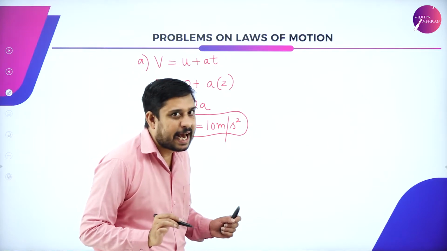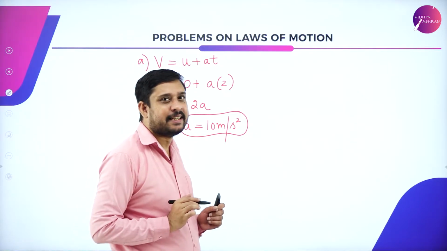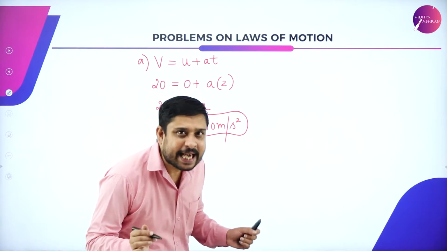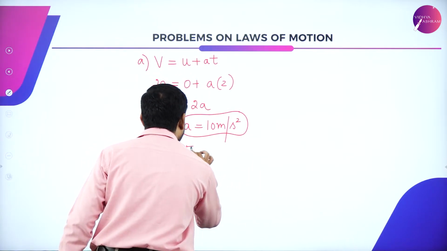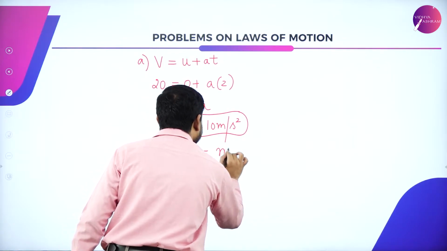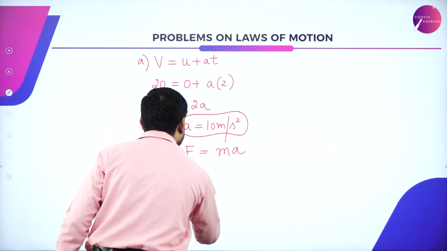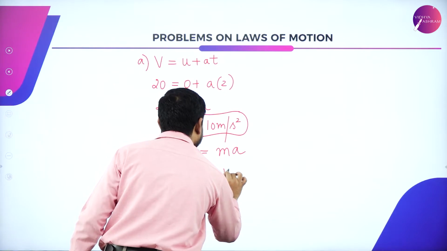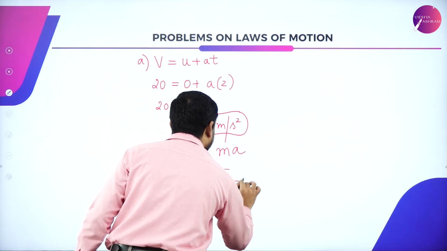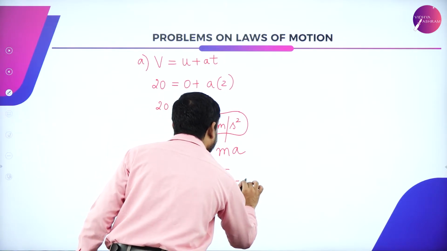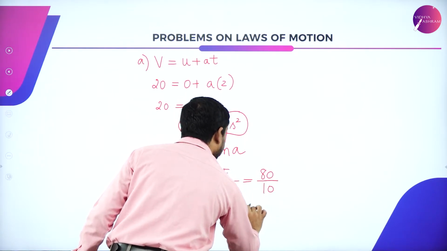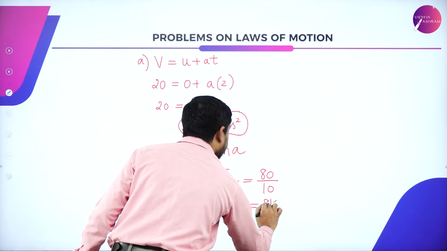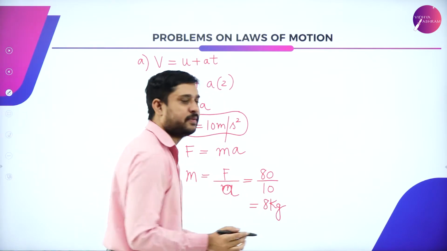Once I know acceleration, how do I calculate mass? Newton's second law. Come on, Mr. Newton, help us. Force is mass into acceleration. Mass is F by A, 80 by 10, which is 8 kgs.